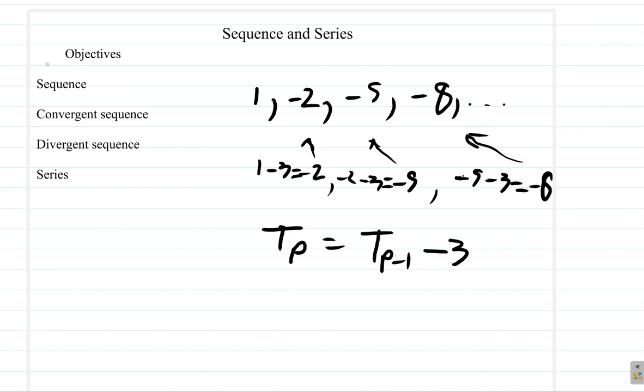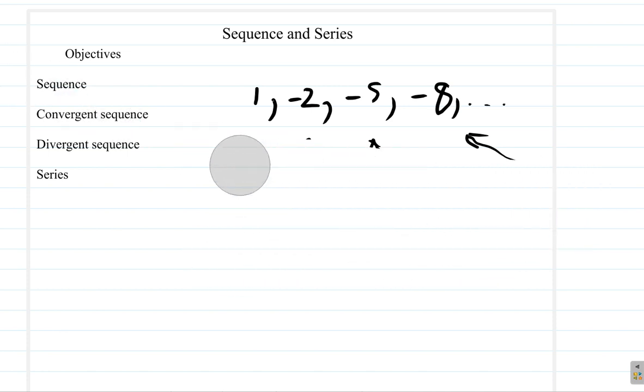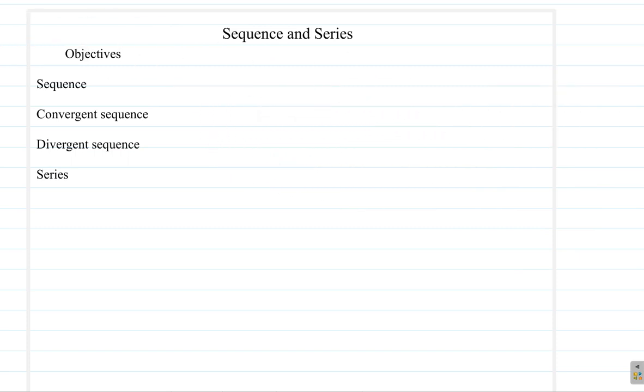Alright? So these are examples of sequences. These numbers that are lined up each take a certain position, but you have a fixed rule for getting each number. You do something to the previous number to get the next number, right?